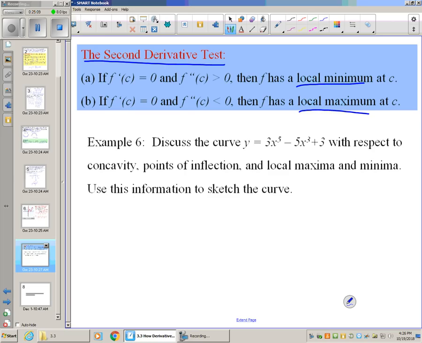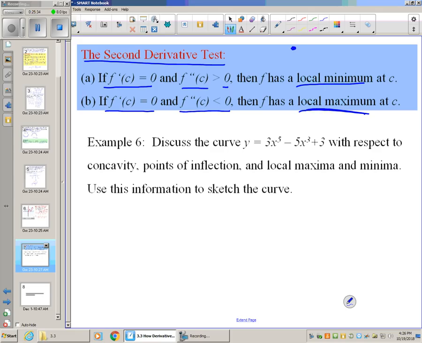But for now, what it's saying is if we know that f prime of c is 0, so if we have a critical point, and I also know the value of c in the second derivative is greater than 0, then I have a local minimum. I'll talk about why that is in a second. If f prime of c is equal to 0, if we have a critical point, but the second derivative is less than 0, then we have a local maximum. All right, think about what I'm saying.